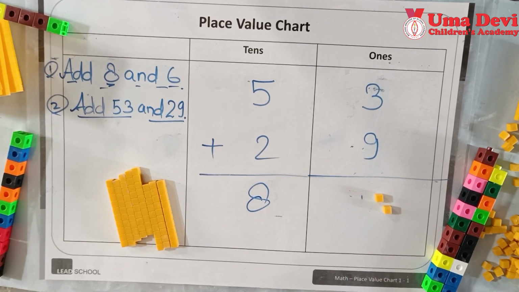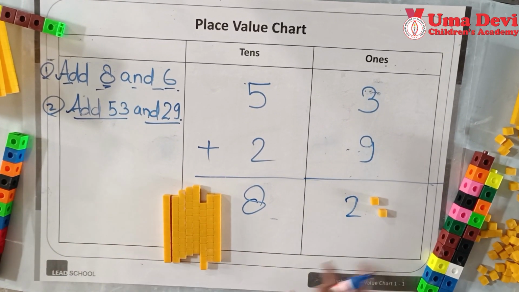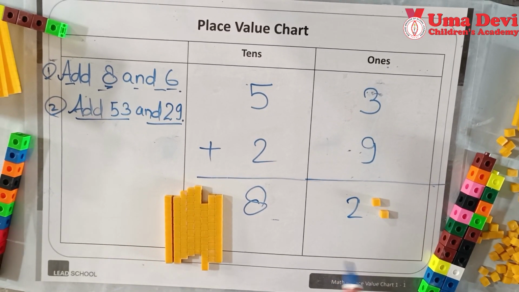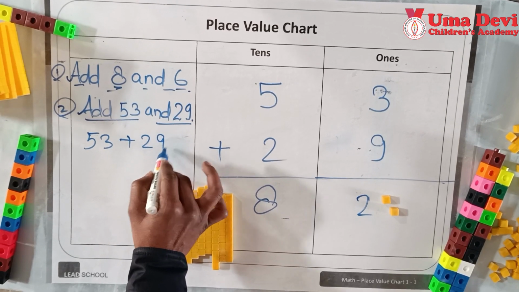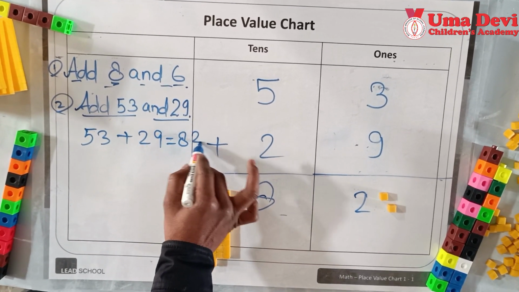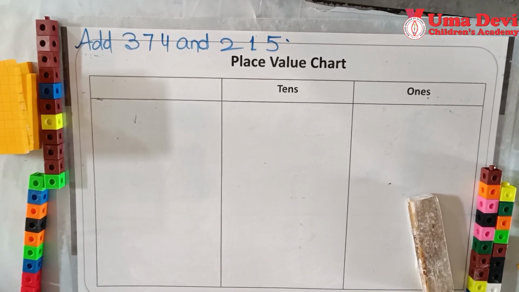And here, two blocks are there, we will write 2. So it means we got 82. If we add 53 and 29, we will get 82. Right? Okay, now we will add three digit numbers.